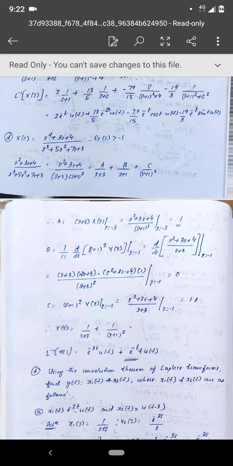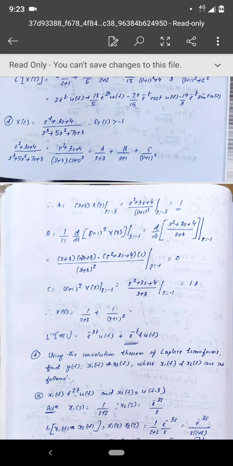So we have to substitute the value for x of s, multiply with (s plus 1) the whole square, then you have (s square plus 3s plus 4) into (s plus 3), then you find the derivative with respect to s. After finding the derivative, that is (s plus 3) into (2s plus 3) minus (s square plus 3s plus 4) into 1, divided by (s plus 3) the whole square, and then you substitute the value s is equal to minus 1. You can see that b is equal to 0.